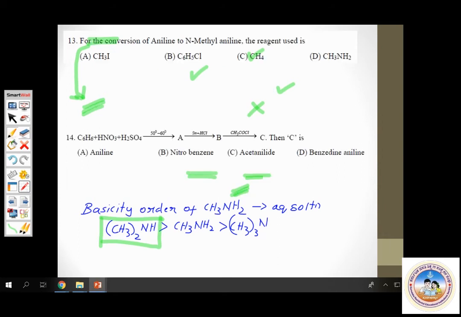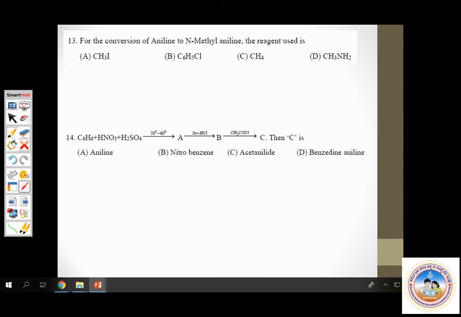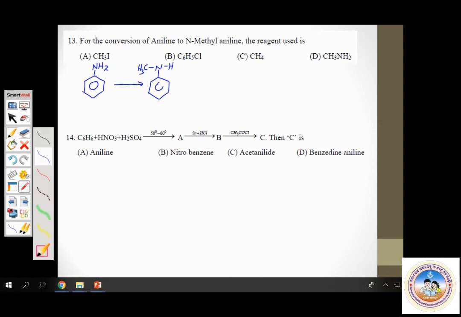Let us proceed further. Question number 13. For the conversion of aniline to N-methyl aniline. So, what is the target given to us? The task given to us is convert aniline, this is aniline, into N-methyl aniline. What is N-methyl aniline? To the nitrogen atom of aniline, you attach a methyl group, CH3. In place of H, you get a methyl group. So you are converting a primary amine into a secondary amine. So what is the new group that you are bringing in? You are bringing in methyl group.